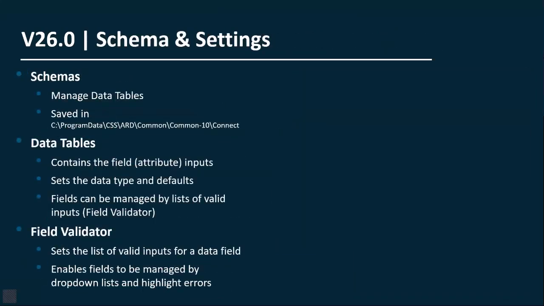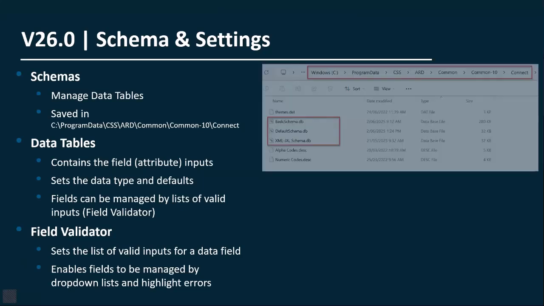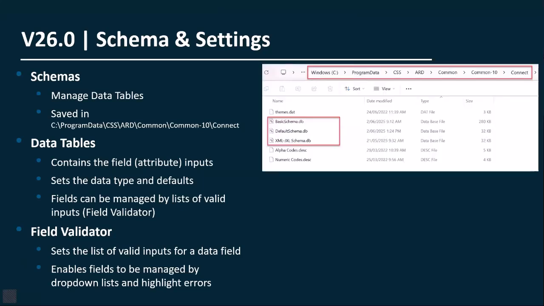So schemas and settings, what are we talking about here? We've got schemas which are able to manage your data tables. These data tables can be saved once they've been set up and can be found in the location you see highlighted here: Windows, C drive, program data, CSS, ARD, common 10. They live in here, and you are able to share these out to any other users of the company as needed. You are also able to set up a custom location for these if you wish, which can be set up within the software when you're setting up your project database.